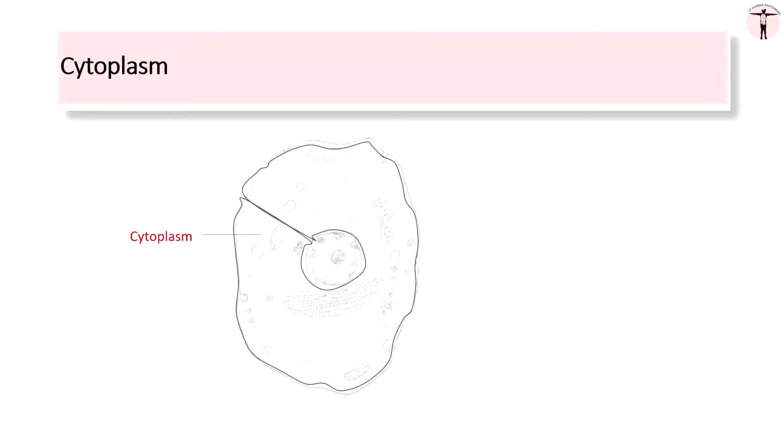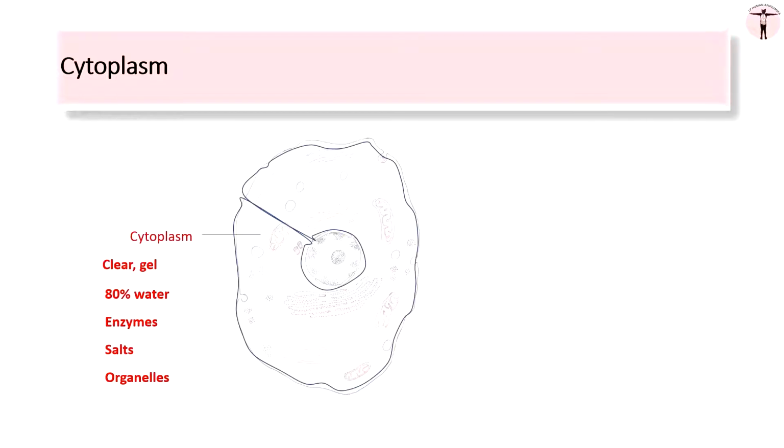The third component of the cell is the cytoplasm. Cytoplasm is that part of protoplasm which intervenes between the cell membrane and the nuclear membrane. It is clear, transparent in color and has a gel-like appearance. Cytoplasm is composed mainly of 80% water but also contains enzymes, salts and organelles.